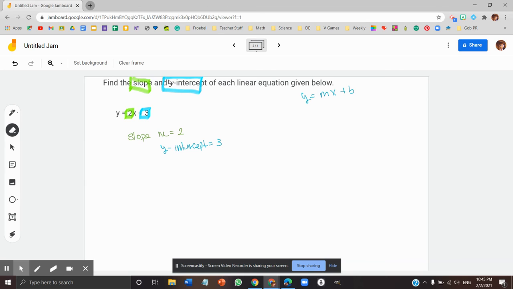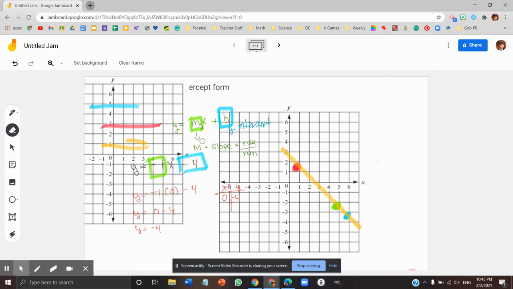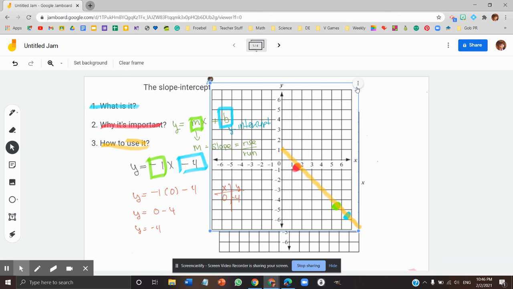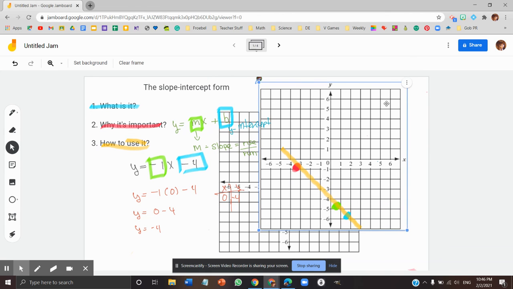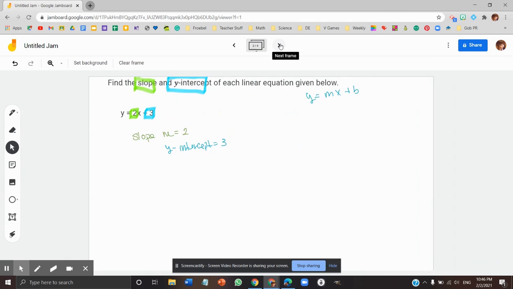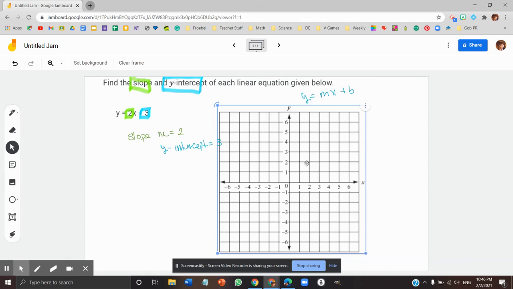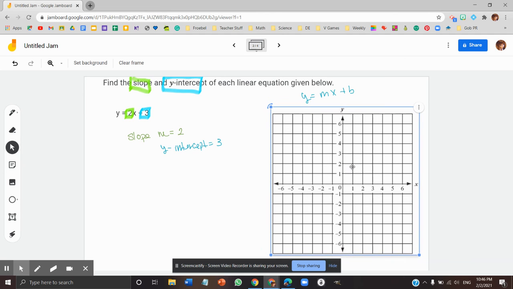I'm trying here. Let me see if I can. So you can see, like I did this again. How? Oh well, I guess I'm going to have to delete it. Okay, there we go. Sorry for that.